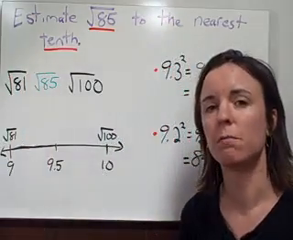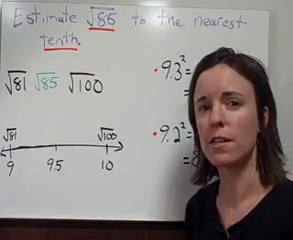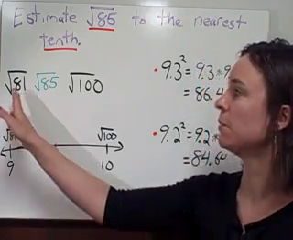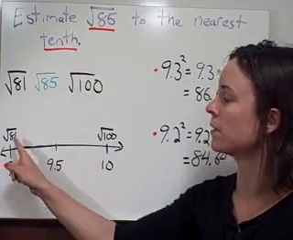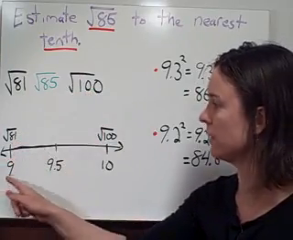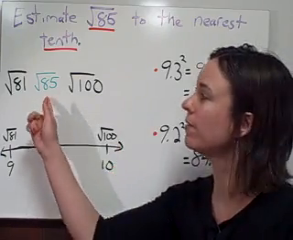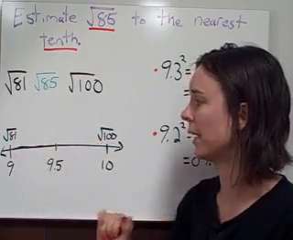We're going to start by estimating the square root of 85. So we start the same way. Which two perfect squares is it in between? It's in between the square root of 81 and the square root of 100. The square root of 81 is 9. The square root of 100 is 10. 85 is closer in value to 81, so it'll be closer in value to 9.